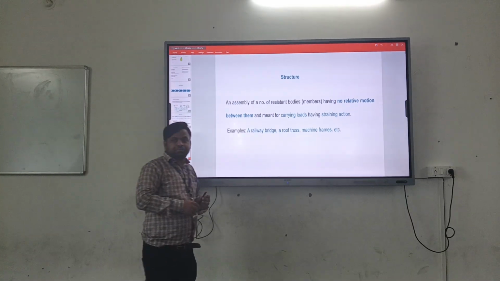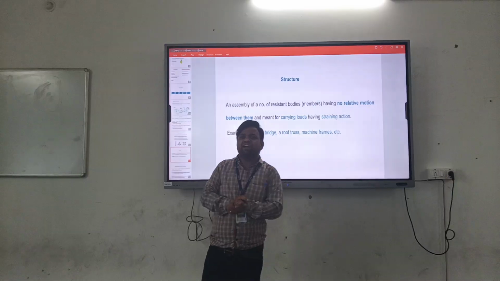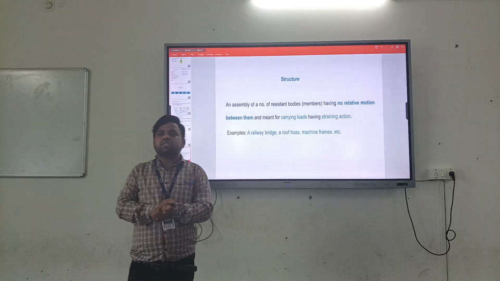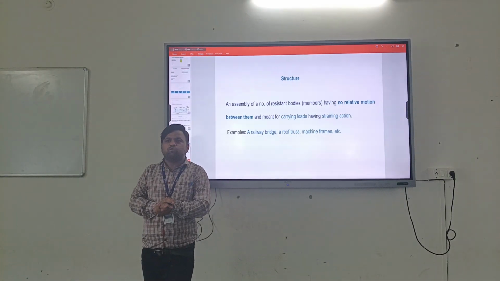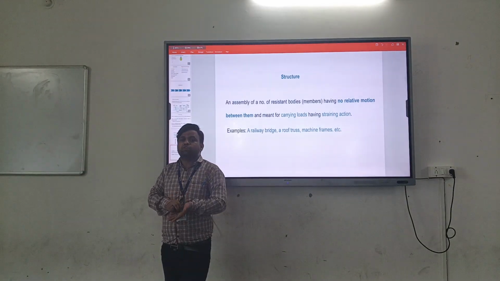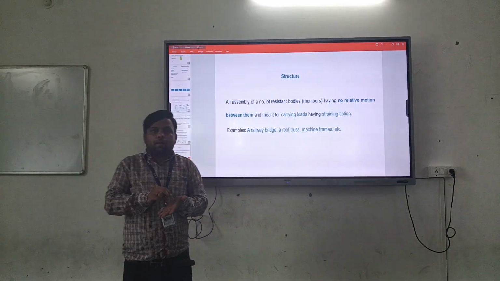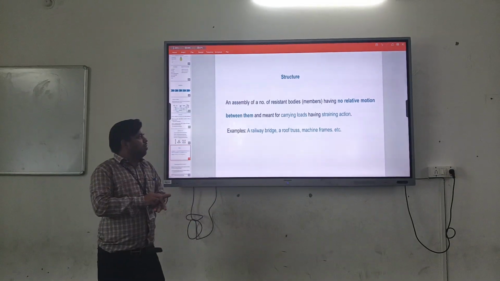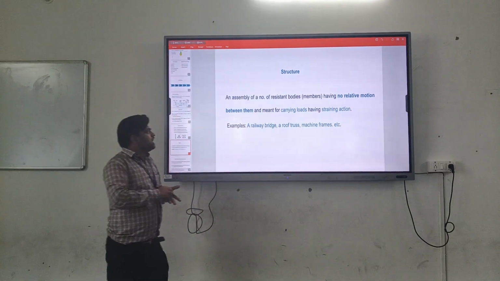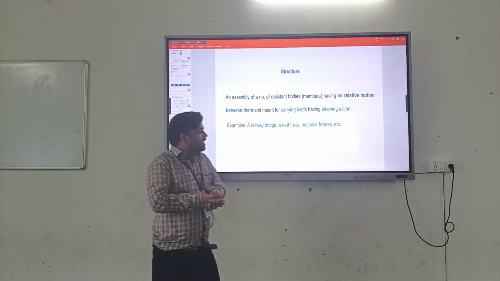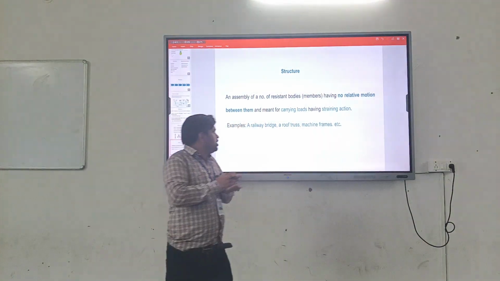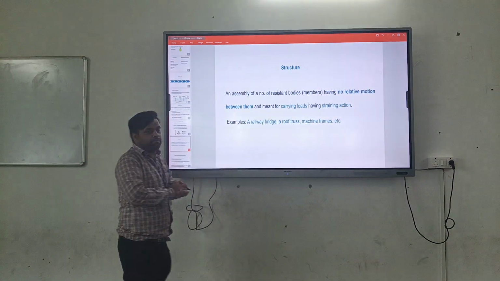Now structure. A structure is basically different from a machine, because in a machine all the members or components are in relative motion with each other, but in a structure there will be no relative motion between the members or components which carry load or have straining action. So a structure is an assembly of resistant bodies having no relative motion with each other. Example: railway bridge, roof truss and a machine frame.